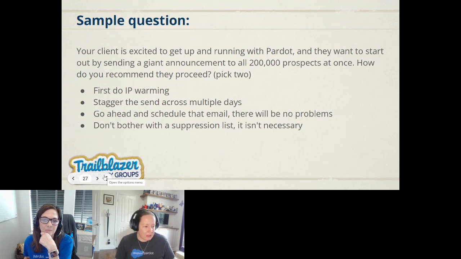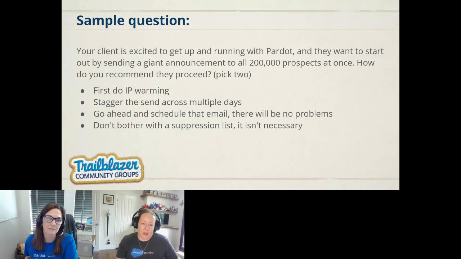First, do IP warming, stagger the send across multiple days. Go ahead and schedule that email. There will be no problems. Don't bother with a suppression list. It isn't necessary. So hopefully, since we spent a good amount of time talking about IP warming and staggering your send, you know that the first two are the ones that you would want to do. Somewhat to Becca's earlier point, think about what Salesforce would want you to say, or what email best practices would want you to say, in evaluating these questions.